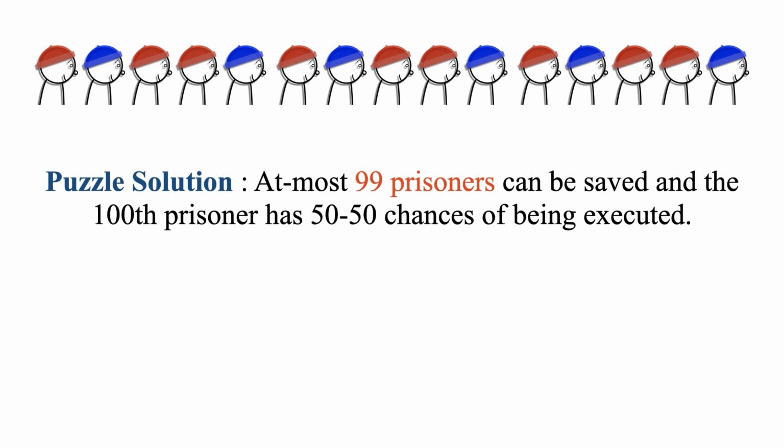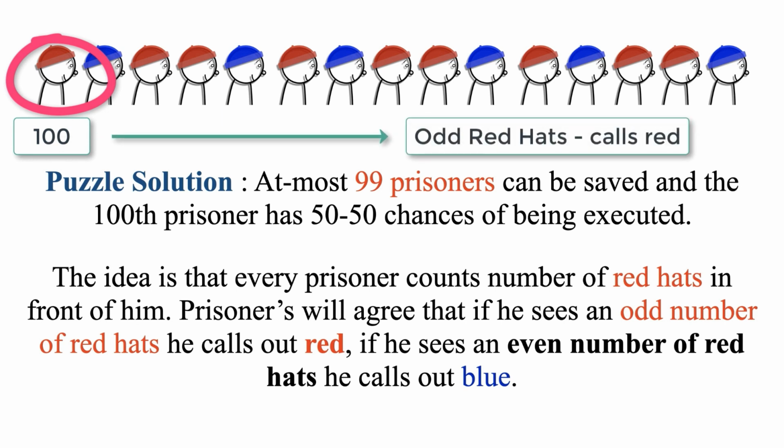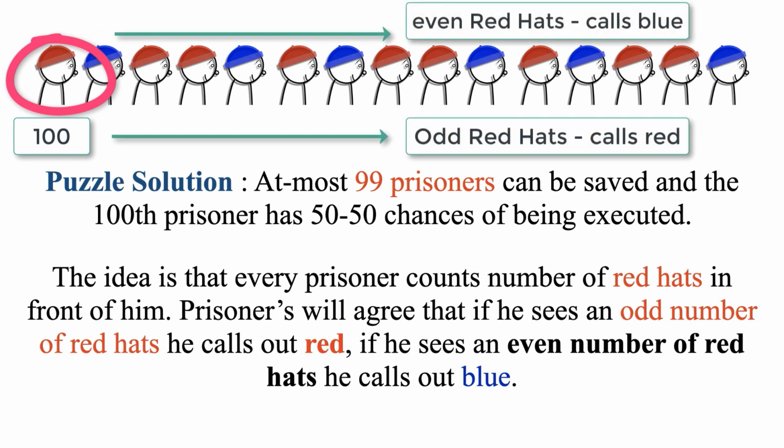So let me explain the solution step by step. The person at the back, let's call him person number 100, will agree that if he sees an odd number of red hats, he calls out red. If he sees an even number of red hats, he calls out blue. Obviously, any similar scheme would work, but we will use this particular one.